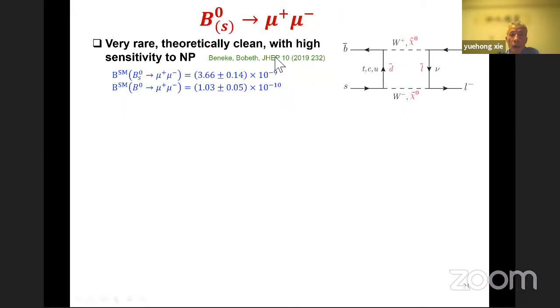Let's start with the pure leptonic decay B to mu plus mu minus. These are very rare in the Standard Model because they are suppressed by helicity suppression and also by the GIM mechanism and also by CKM factors. But they have very high sensitivity to new physics in the loop. The Standard Model predictions of their branching fractions are of the order of 10 to the minus 9 for Bs and 10 to the minus 10 for B0.